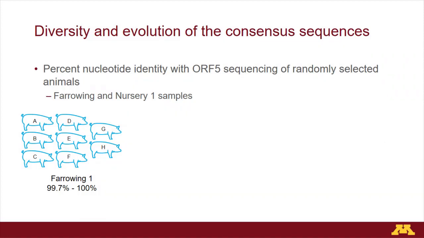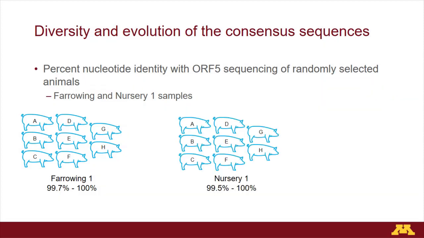So at the first sampling at farrowing, again, not all viruses were completely identical regarding the consensus genome. We had 99.7 to 100% identity. At the nursery, the same thing, although diversity increased a little bit. And between both samplings, we had 99.5 to 100% identity of all of those viruses.